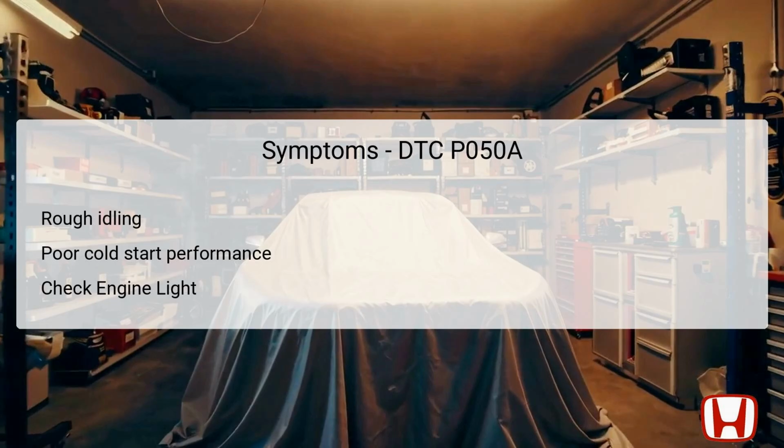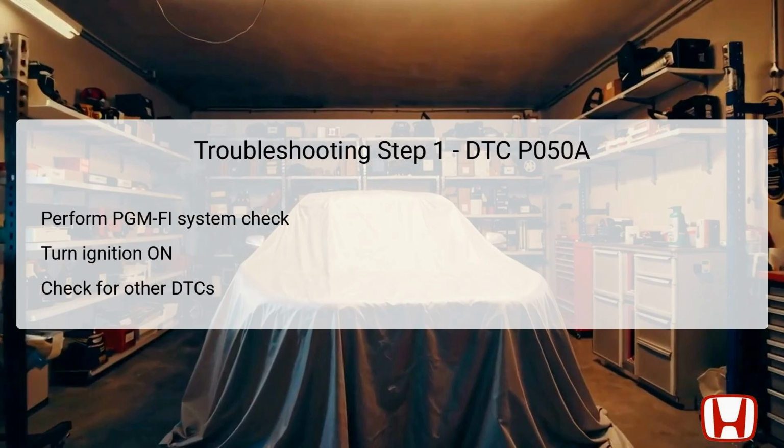Understanding these symptoms can help technicians diagnose and address the underlying issues before they escalate into more significant malfunctions. Each symptom is a direct reflection of the malfunction within the cold start idle air control system or related components. Begin troubleshooting by conducting a PGM-FI system check, which entails turning the ignition switch to the on position, or 2. This action powers the vehicle's electronic systems without starting the engine.